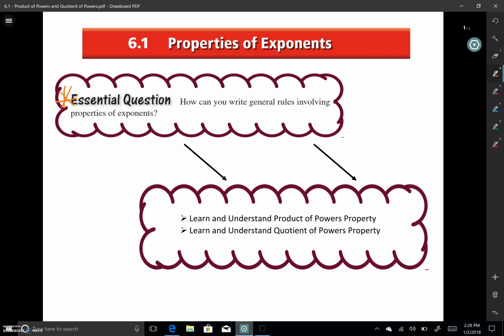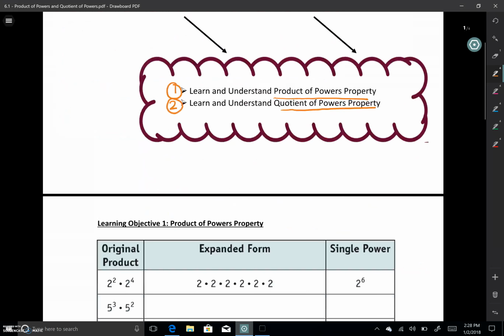In total, I have 7 different properties. In this particular video, I will be learning 2 of them. They are my learning objectives. My first learning objective is to learn and understand the product of powers property, and my second learning objective is to learn and understand the quotient of powers property. So we're going to work with them one at a time, and we will look at examples, follow through with some formal definitions, and then take a look at some practice problems.